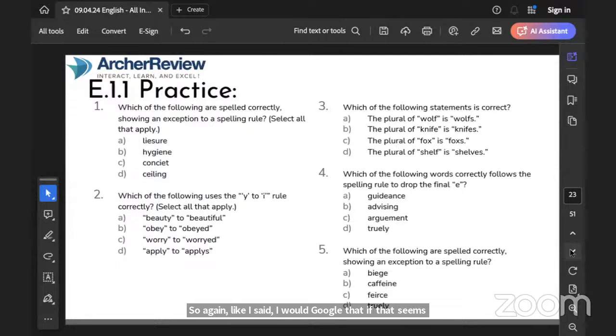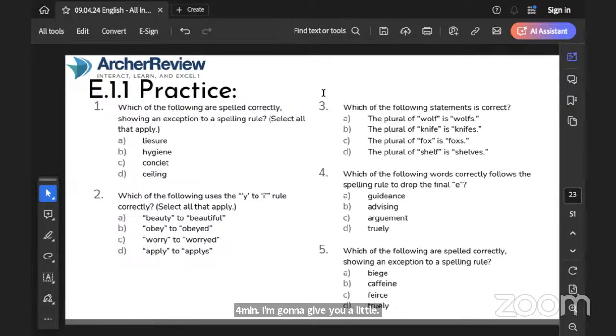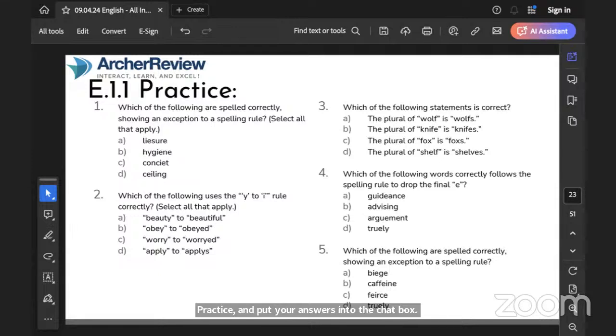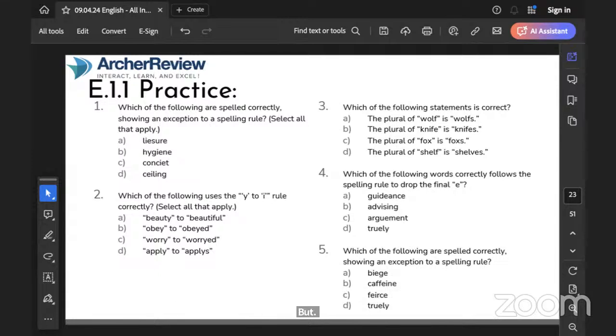All right, so I've got this practice here. Here are 5 cumulative questions. I'm going to set a timer for 4 minutes. I'm going to give you a little under a minute per question. And then I'm going to mute myself so you can practice and put your answers into the chat box, comment section. I like to see how you're doing. No one else can see your stuff. I mean, if you're on Zoom. If you're on Facebook and YouTube, yeah, I think you're out there in the public. But put your answers in and then we'll come back and check. Okay? All right, so I'm setting my timer for 4 minutes right now. Ready, set, go.